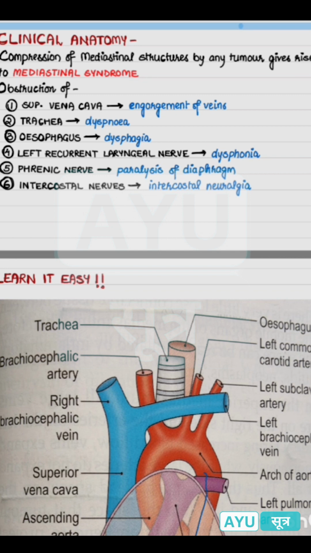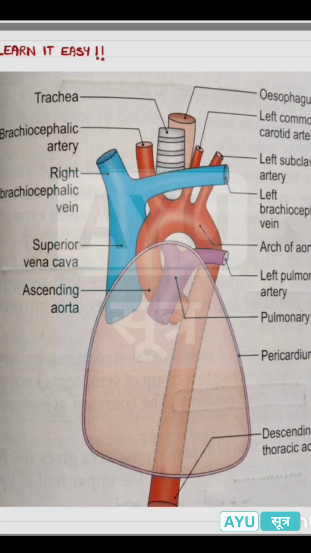Obstruction of esophagus causes dysphagia, which is discomfort in swallowing. Obstruction of left recurrent laryngeal nerve causes dysphonia or difficulty in speaking. Obstruction of phrenic nerve causes paralysis of diaphragm on the side which it supplies. Obstruction of the intercostal nerves causes intercostal neuralgia or pain in the side where it supplies. Now we'll discuss a few points which can prove to be helpful in making your understanding better.